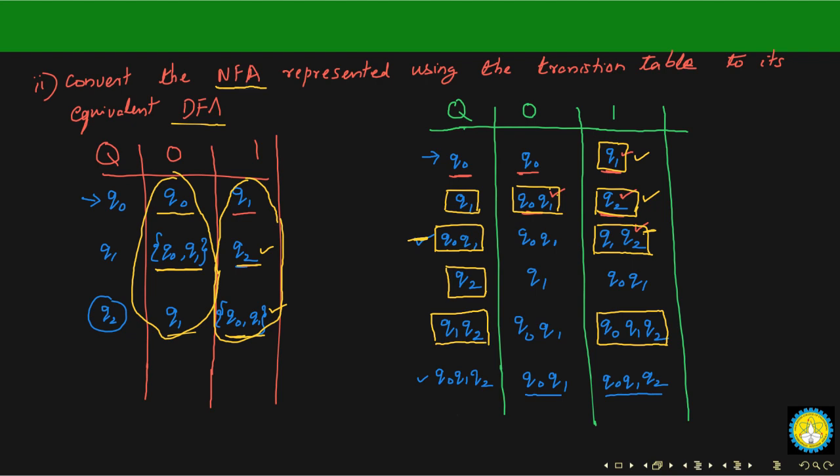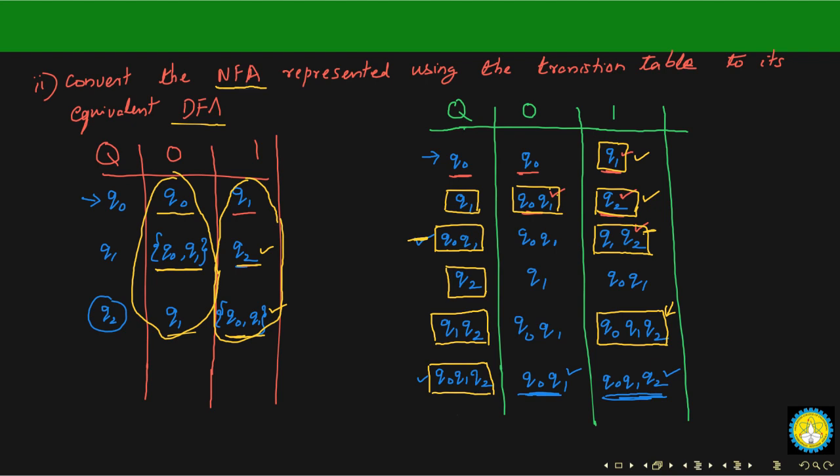When we did Q1 Q2's transition, we got Q0 Q1, but that's already encountered, and we also got Q0 Q1 Q2. Since Q0 Q1 Q2 is a new state, we wrote its transitions on 0 and 1. When we look at those transitions, we got Q0 Q1 and Q0 Q1 Q2, so there is nothing new in this. We have already encountered Q0 Q1 and Q0 Q1 Q2.